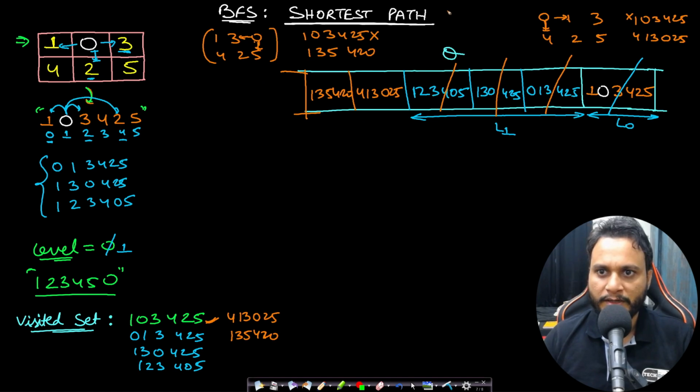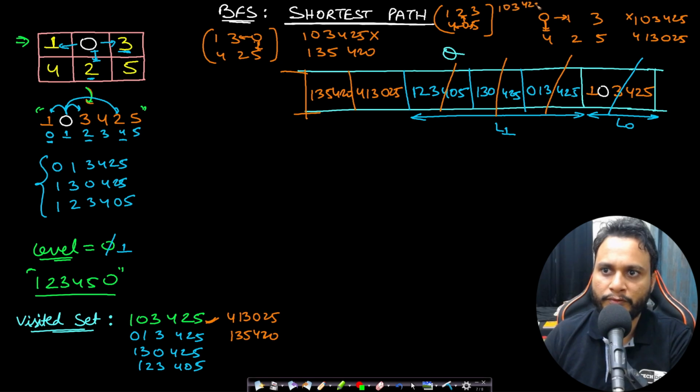So what is this? 1, 2, 3, 4, 0, 5. In this case, this 0 can be swapped with this 2, 4 or 5, right? If you swap it with 2, then the state will be 1, 0, 3, 4, 2, 5. You see this is already traversed, right? So I will not be considering this option. If you consider swapping this 0 with 4, then the new state will be 1, 2, 3, 0, 4, 5.